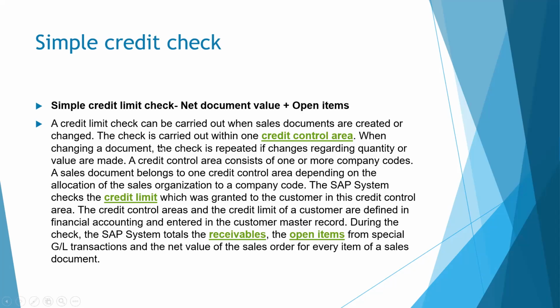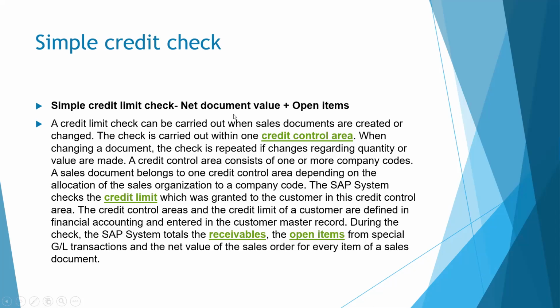What exactly happens when you save a sales order? It takes the net document value. See, net document value is your target value, right? It is checked against your credit limit plus open items. Open items means the bills already created and total receivables, the AR receivables. I already told you, account receivables, that we will call open items.